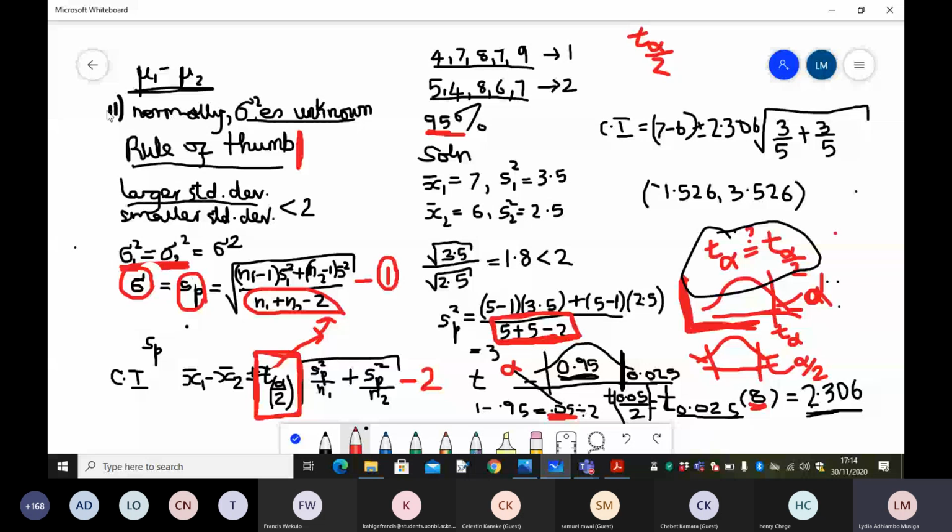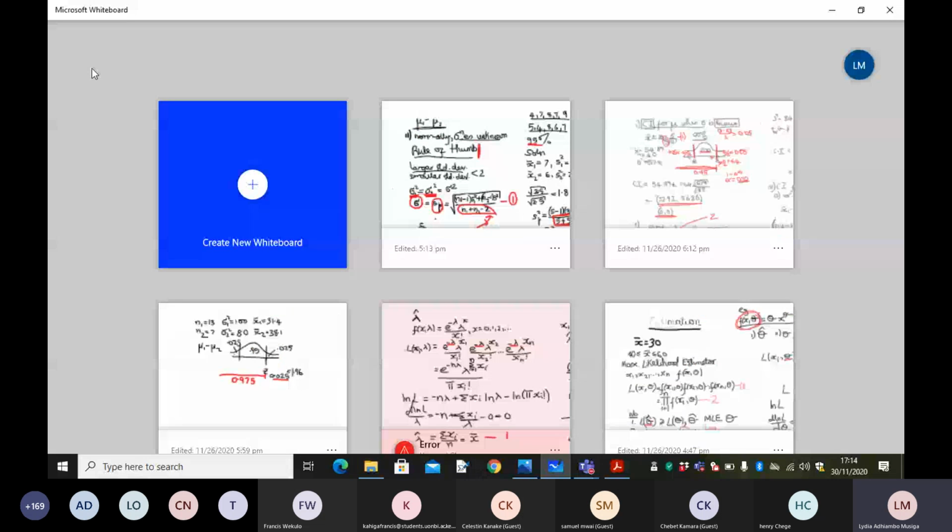Now, we have looked at the second case when we have normal populations and the variances are unknown, but they are assumed to be equal. Why? Because the ratio of larger standard deviation to smaller standard deviation is less than 2. Now we go to the third case. And for the third case, I'm sure one of your friends will be very happy, because for the third case, I usually give the formula in the exam.